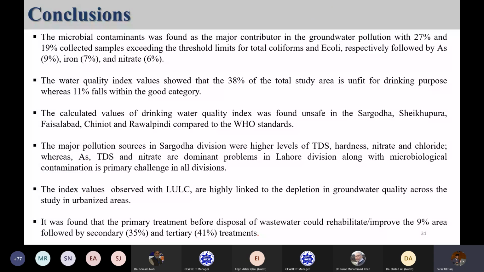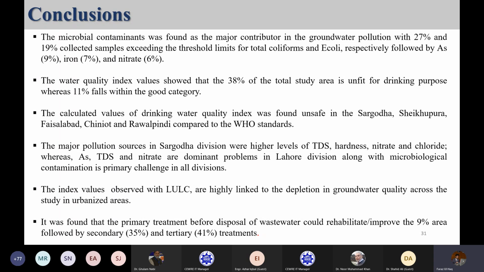These are the conclusions of my research work. First of all, the microbiological contaminants were found as the major contributor in the groundwater pollution, with 27% and 19% of collected samples exceeding the threshold limits for total coliforms and E. coli, respectively, followed by arsenic 9%, iron 7%, and nitrate 6%. The water quality index value showed that 38% of the study area is unfit for drinking purpose, whereas only 11% falls within the good category.